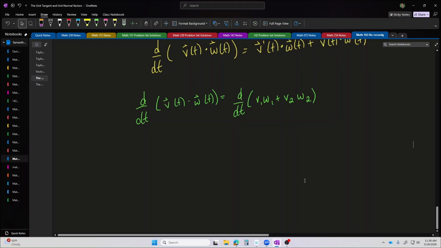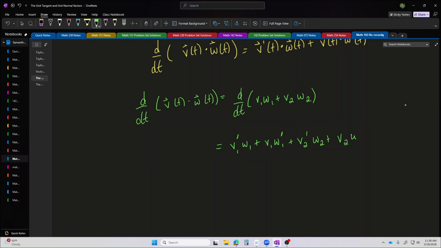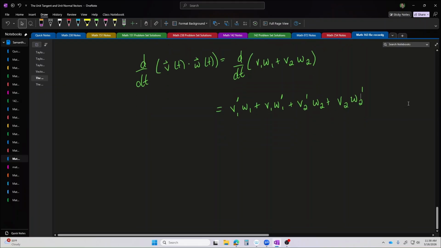And I can take the derivative of v1w1 plus v2w2 using the product rule from Calculus 1 to split, for example, v1w1 into v1 prime w1 plus v1 w1 prime, and then applying that product rule again to the term in the back, giving us v2 prime w2 plus v2 w2 prime. So here I've just applied the product rule for scalar valued functions to the result of this dot product.